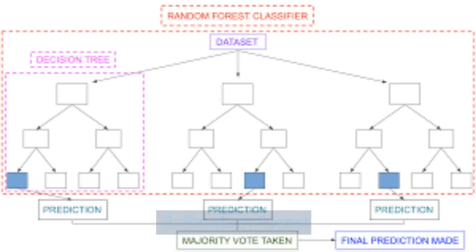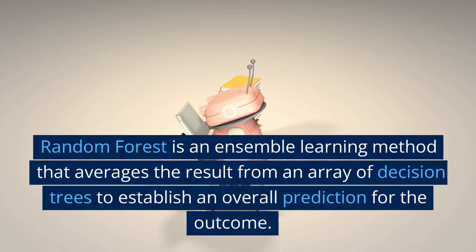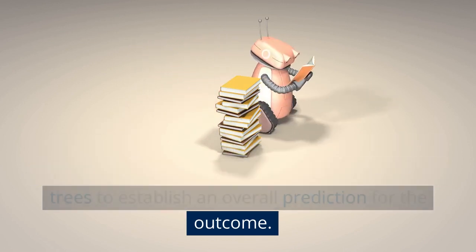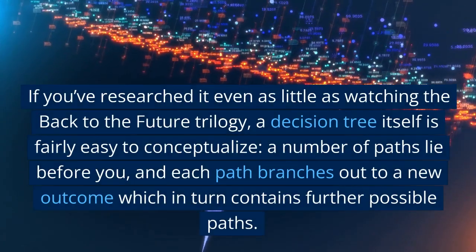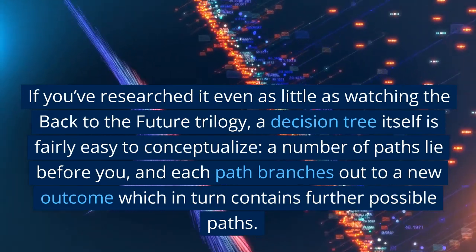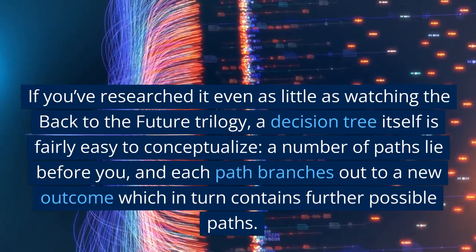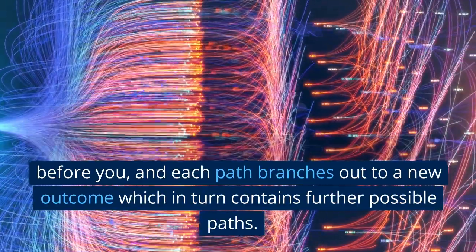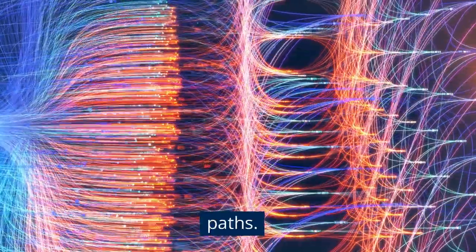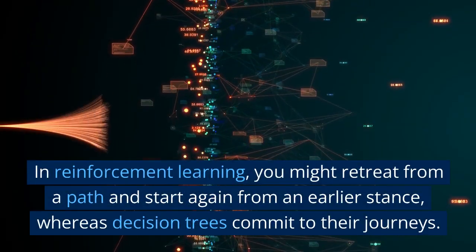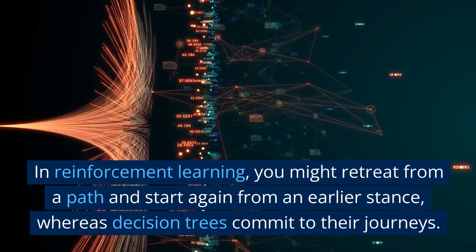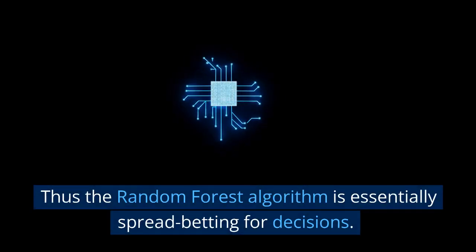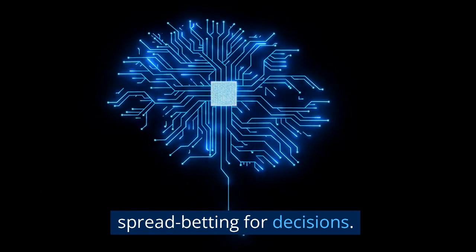3. Random forest. Random forest is an ensemble learning method that averages the result from an array of decision trees to establish an overall prediction for the outcome. If you've researched it even as little as watching the Back to the Future trilogy, a decision tree itself is fairly easy to conceptualize. A number of paths lie before you, and each path branches out to a new outcome which in turn contains further possible paths. In reinforcement learning, you might retreat from a path and start again from an earlier stance, whereas decision trees commit to their journeys. Thus the random forest algorithm is essentially spread betting for decisions.